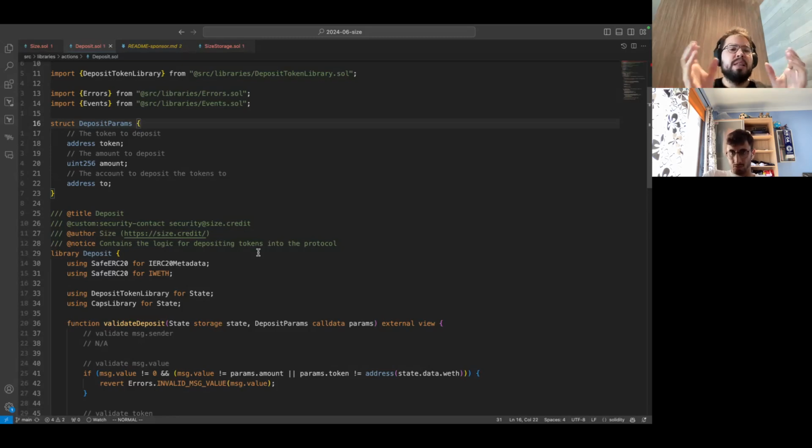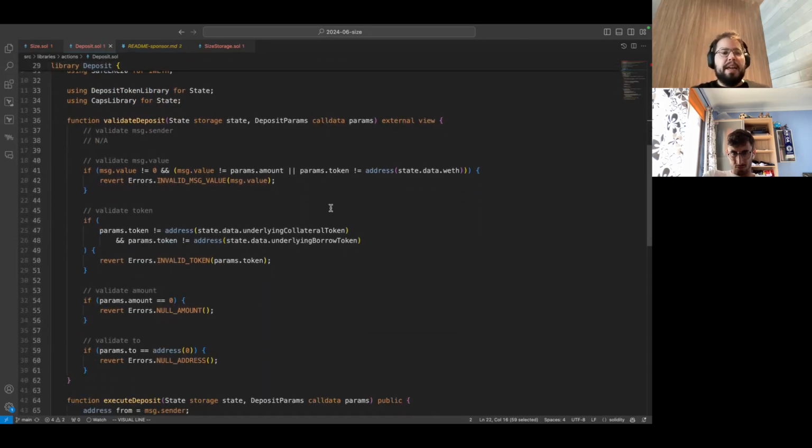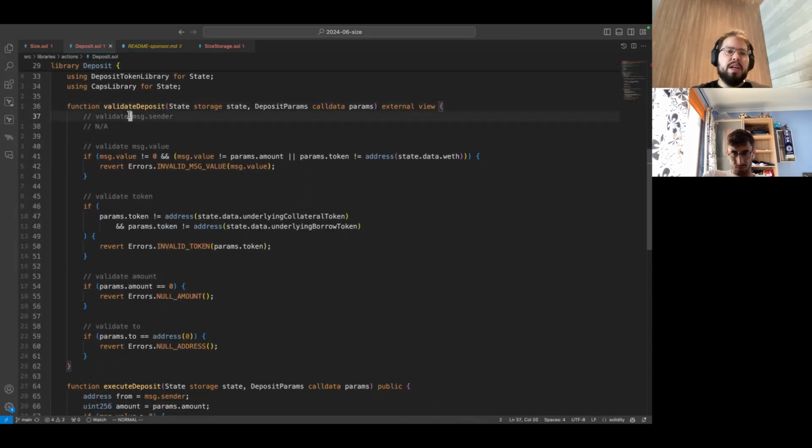So here deposit belongs to deposit. These are the parameters to deposit: the token you're depositing, the amount you're depositing, and the recipient of the deposit. And here belongs the validation. In some cases, we validate the message sender. In other cases, we don't. And I like the idea of being explicit about the intents. So here, there's no validation of the sender. Anybody can deposit. Here, it's a validation for deposits of native ETH.